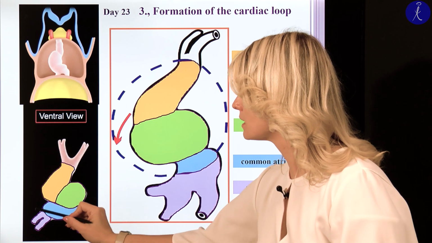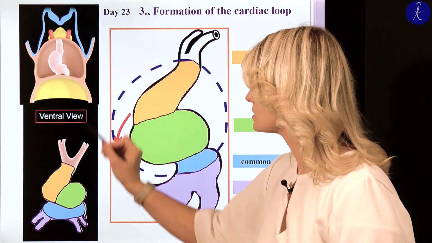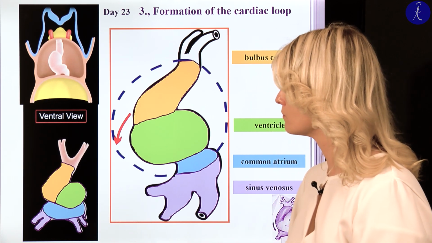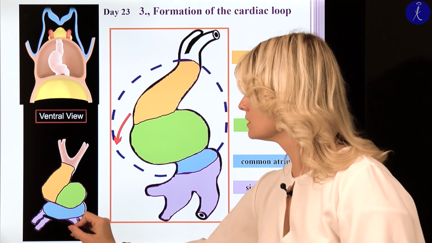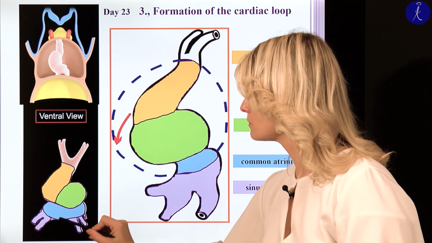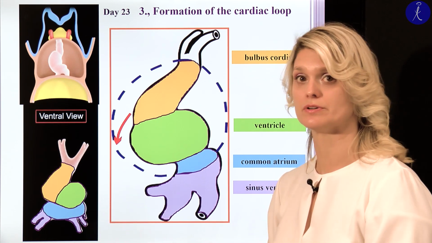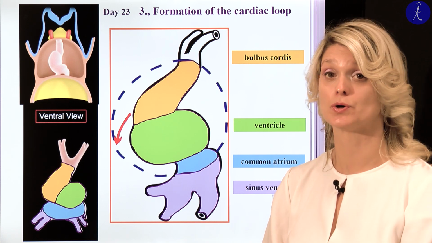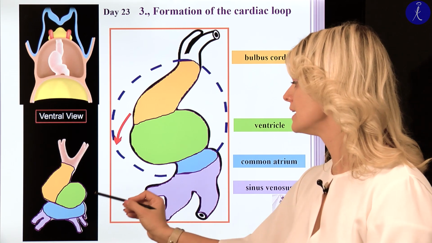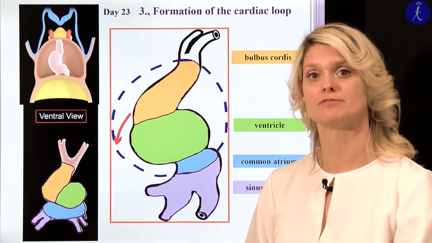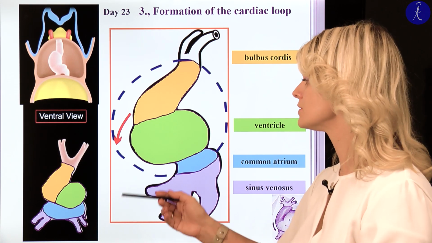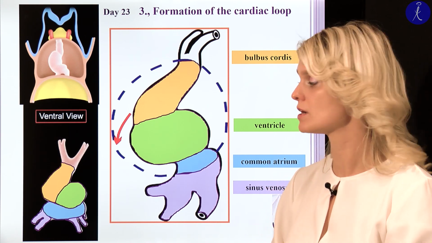Here you can see the anterior view of this heart tube. You can see the position of the main parts. The sinus venosus and the atrium will be there, but they will go posteriorly. If you remember the anatomy of the heart, you know very well that the veins and the atrium, the left atrium, are located on the posterior surface of the heart, the mediastinal surface of the heart.